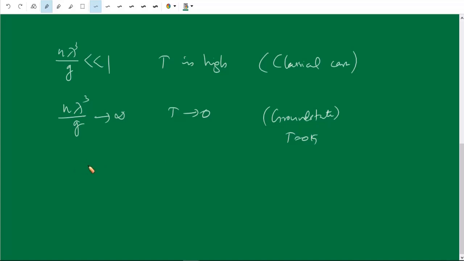Now we have to go for the case when n lambda cubed is very much greater than 1, but finite. That means T is not 0, T is greater than 0. That means T is finite, the low temperature case. So today we will be discussing this. Before going to the thermodynamics of the system at low temperature, we can look at the mean occupation number of the Fermi system at low temperature.